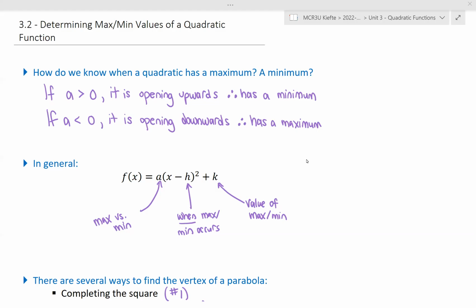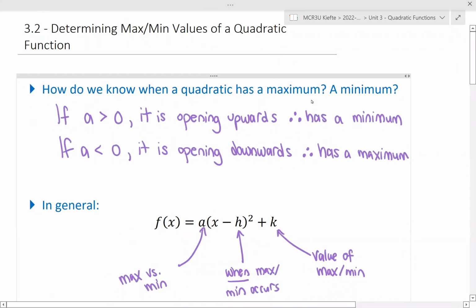Okay, today we're going to be talking about max and min values of a quadratic. A brief discussion of why we care about max and mins. Ultimately, it comes down to optimization, which you'll be learning more about if you do take calculus in grade 12.